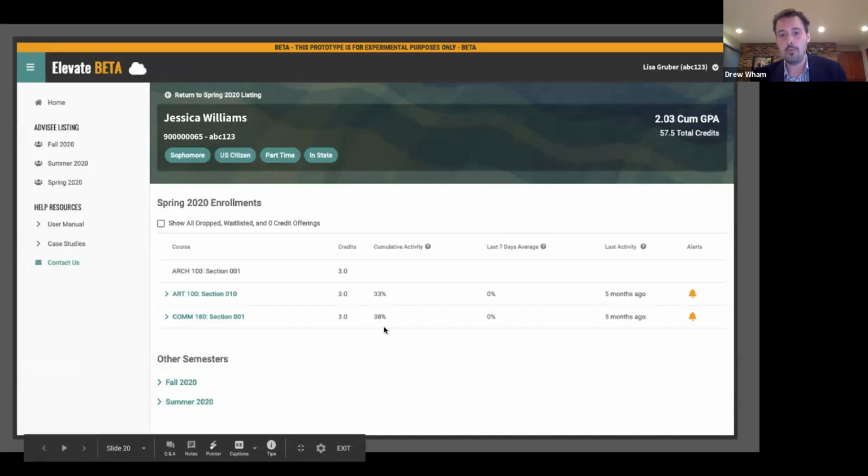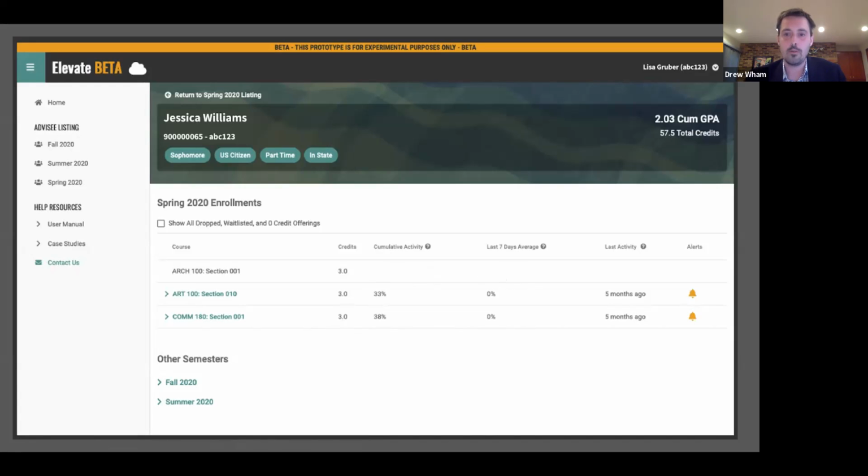First one is the cumulative activity. 33% here means that up until this point in the semester, this student has interacted in Canvas about 33%, or one-third, of the average student in that course. And we also show the same information, but only over the last 7 days. So this can give you a glimpse into their long run or full semester activity compared to the average student, and then the most recent.